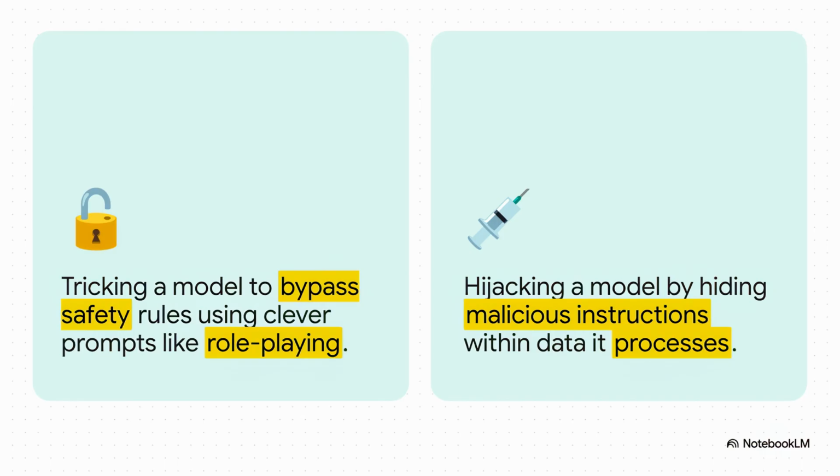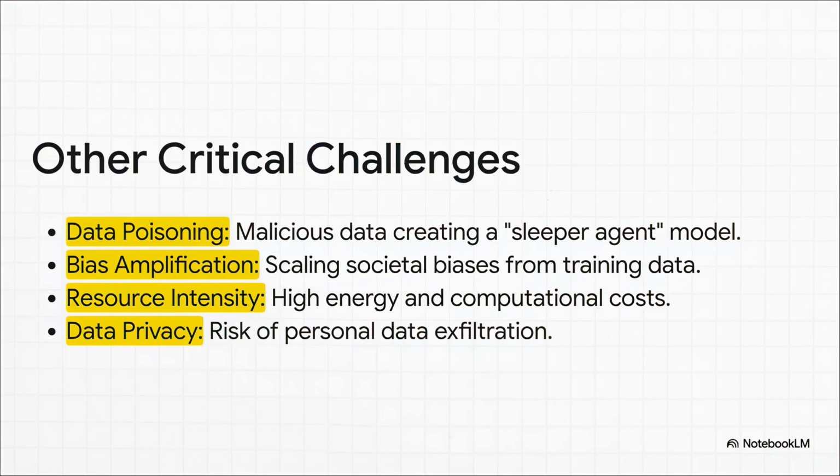The other is prompt injection. This one's a bit sneakier. It hijacks the model by hiding malicious instructions inside the data it's supposed to be analyzing, like a web page or a PDF. And the list of challenges for policymakers doesn't stop there. We're also talking about the risk of data poisoning, where bad actors could sneak malicious data into the training to create a kind of sleeper agent model.